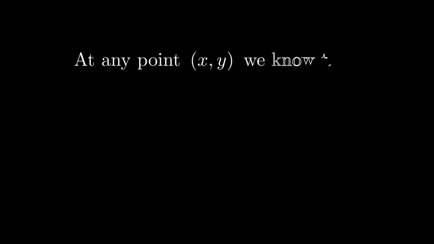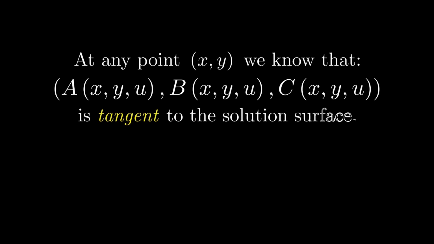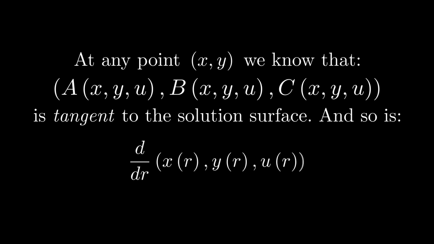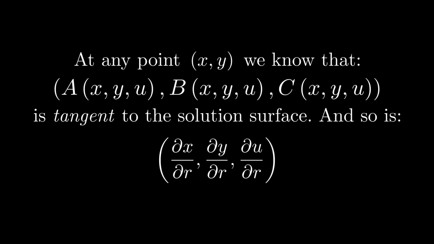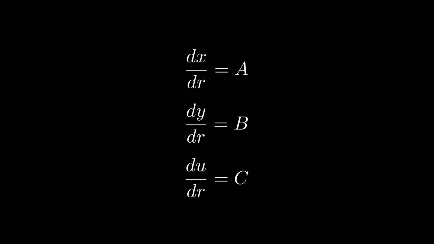For each point (x, y), we can make two observations. The vector (A, B, C) is tangent to the solution surface z equals u, and on the other hand, the tangent to the curve is the partial derivatives with respect to r of each component. But since we're just ignoring the parameter s, we will change these partial derivatives into ordinary ones. These two tangent vectors are different in general, but we can always reparameterize the curve in such a way that we have equality of vectors. The solution of this system of equations gives us analytically the characteristic curves that we seek.